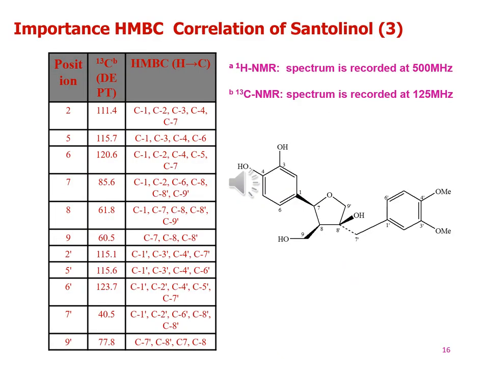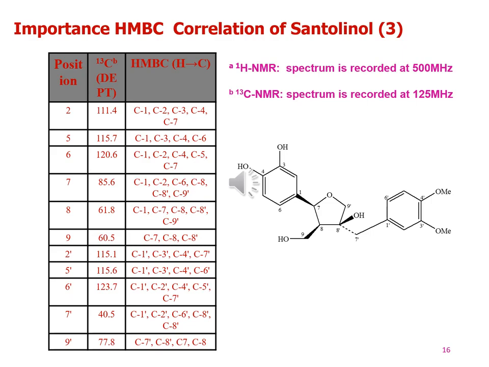HMBC correlations of santolinol 3. The proton NMR spectrum is recorded at 500 MHz, while the C13 NMR spectral data is recorded at 125 MHz. Now we discuss the correlations of the protons to the different carbon atoms within the lignin molecule.